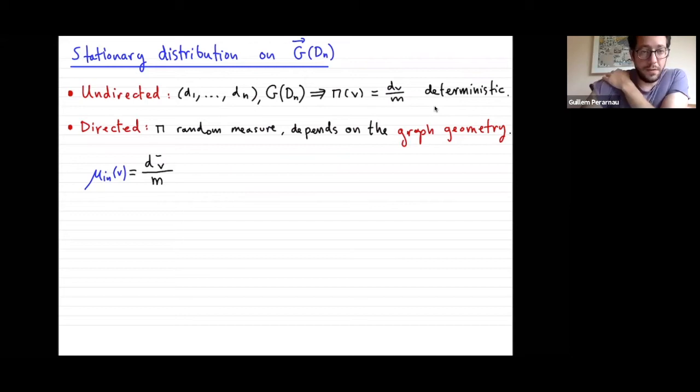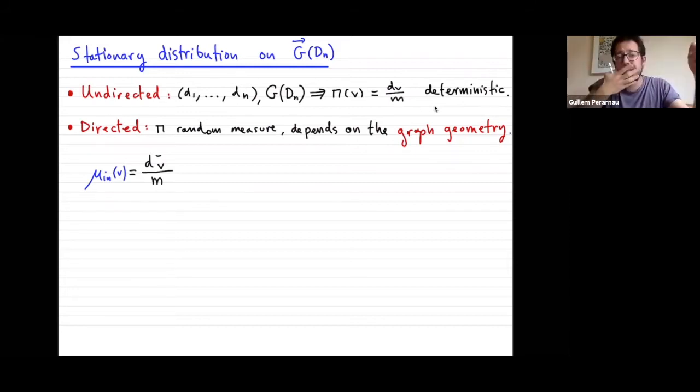This is not the case in the directed setting. In this case, pi, the stationary distribution, is going to be a random measure. It will depend strongly not only on the degrees, but on the whole geometry of the graph. So small changes in my directed configuration model will affect the stationary distribution of the whole graph, in fact. As I was saying before, you can see pi as a measure of popularity, meaning that it's the fraction of time that you spend at that vertex on a random walk in the long run.